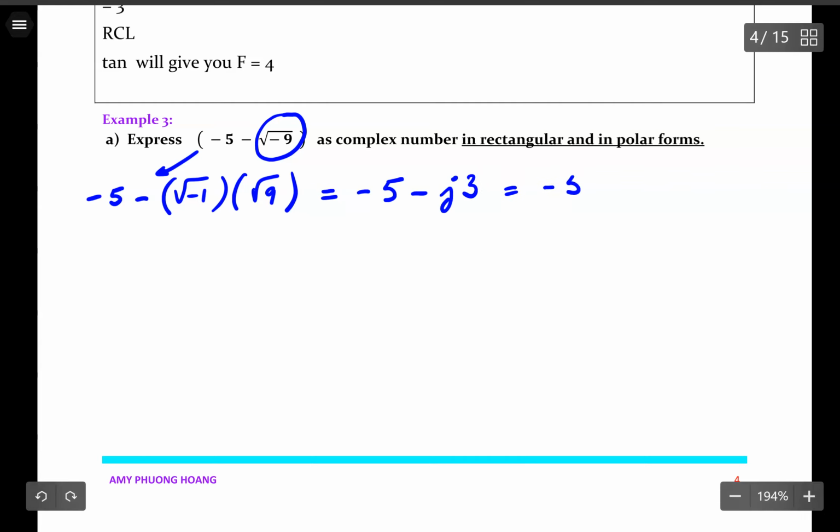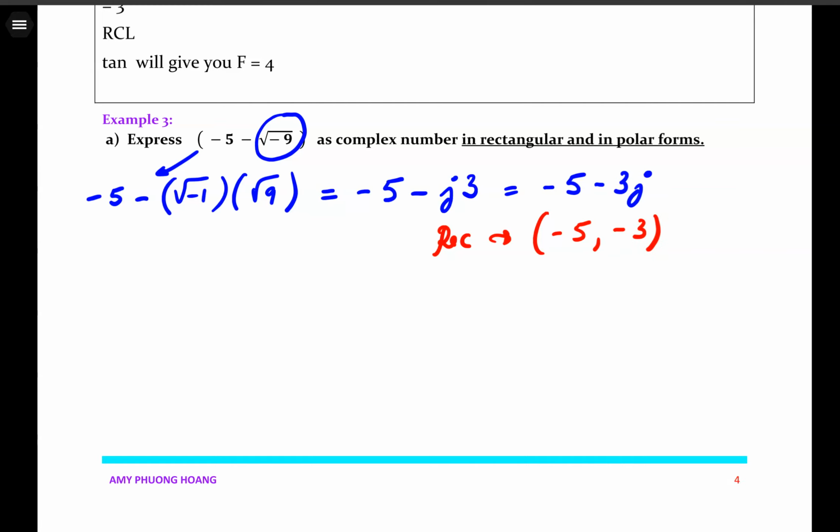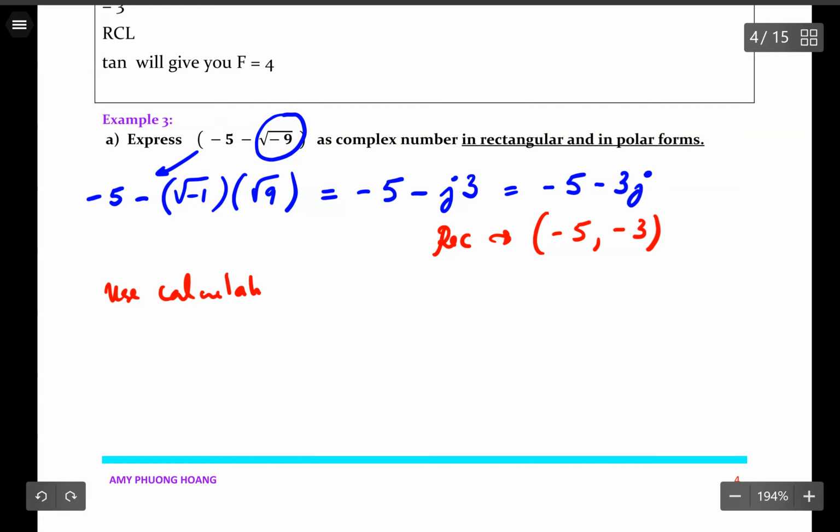So you can rewrite your expression as -5 minus 3 times J. So now you have this in rectangular form already, right? Rectangular form where x is equal to -5 and the imaginary part is -3J. Now use the calculator to convert this into your complex number in polar form.